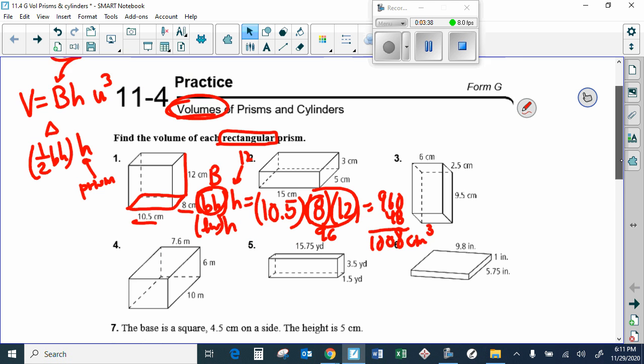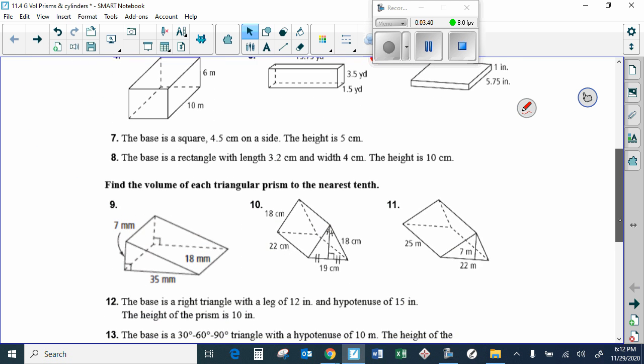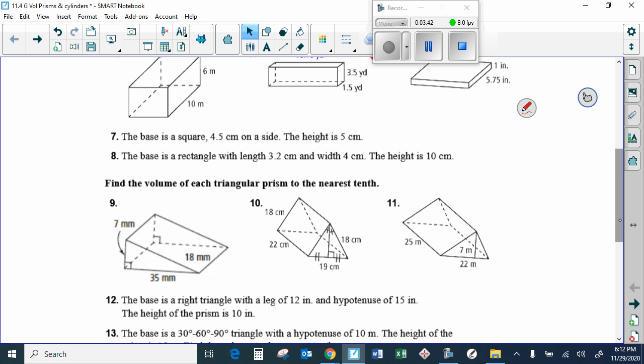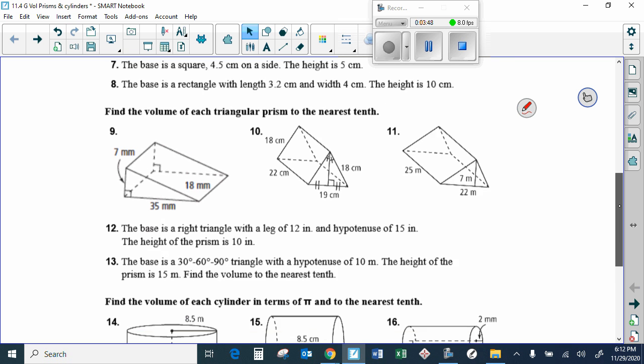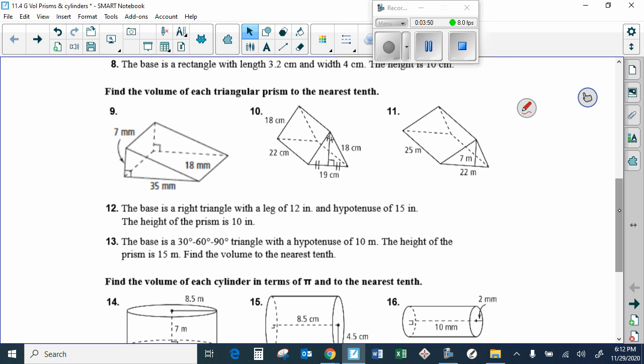That's all you're having to do for these first 6. 7 and 8, they just tell you in words the same thing. So I've seen it in a drawing. Calculate it. Numbers 9 and 10, you're now rounding to nearest tenth. Okay? And they're telling you what the base is. So you don't have to guess. They're telling you it's the triangle. The triangle is the one that's being stacked.